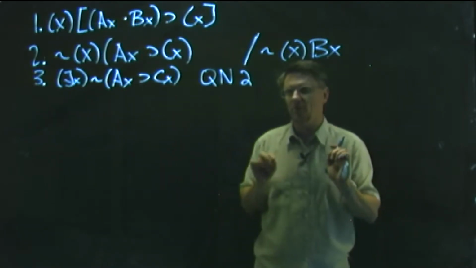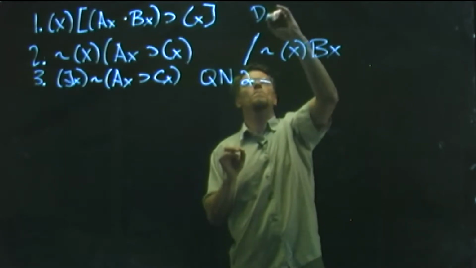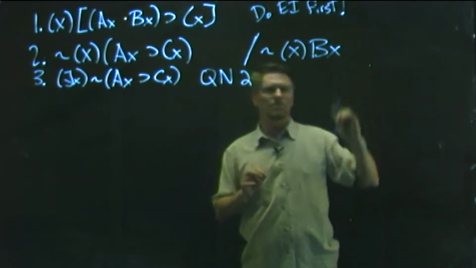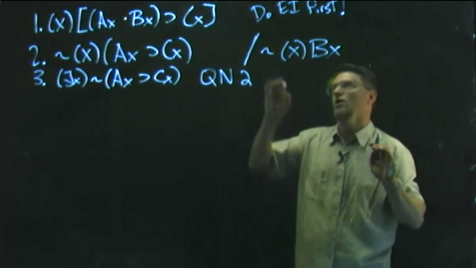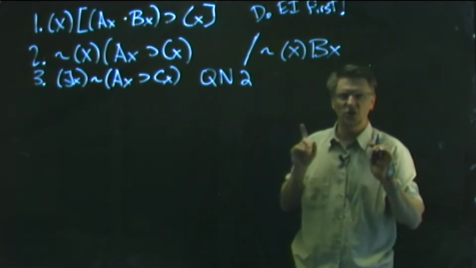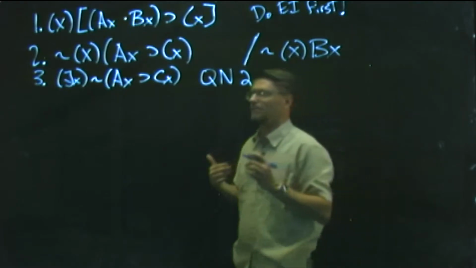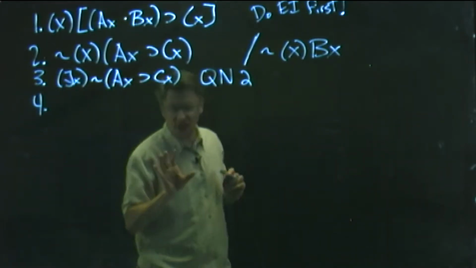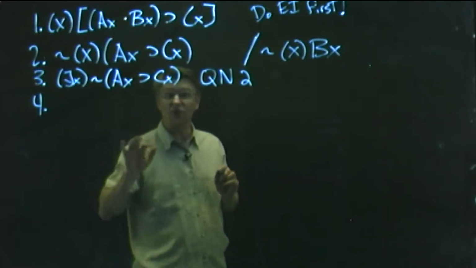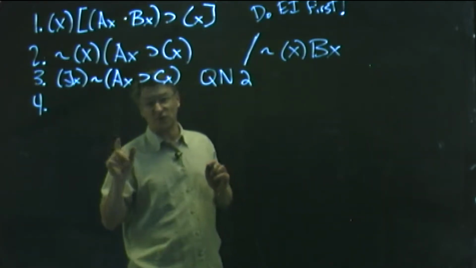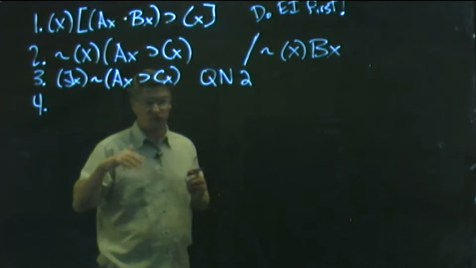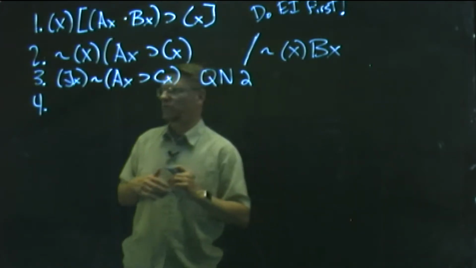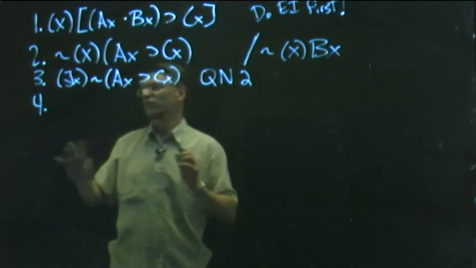Because you'll remember from 7.2 this little dictum that I gave you: do EI first. Always do EI before you do UI. Remember, that's because you want to be able to have the letters match. If you do EI first, they will be able to match, and if you do UI first, they won't be able to match, and then you won't be able to do other fun things, we could say. So we're going to do EI on line 3.